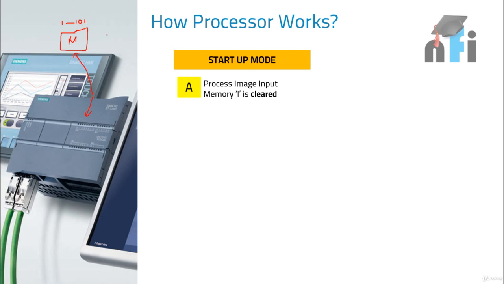this memory. So initially when PLC is on, this is cleared. So everything is made 0. This is what they mean by clear. So process image is cleared. This is what it means, startup mode.